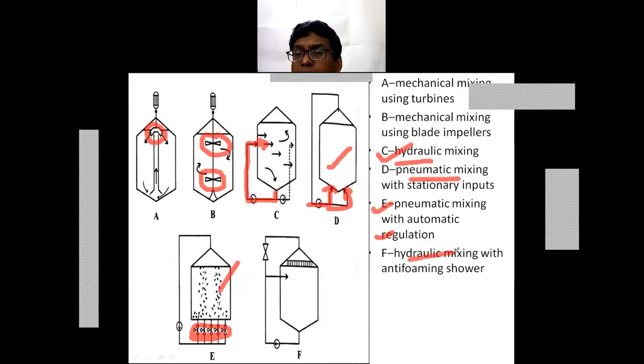Next is hydraulic mixing with the anti-foaming showers. Now, generally, if two fluids are mixed, foam formation may take place because of bubble formation. To avoid this foam formation, we put a certain mesh which is going to reduce the foam formation, and this fluid is again recirculated back, so that it is going to prevent the foam formation.